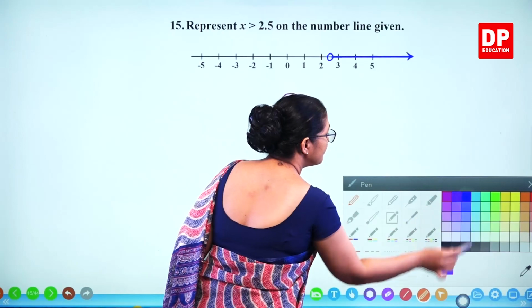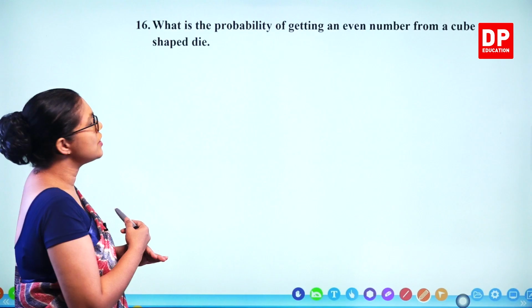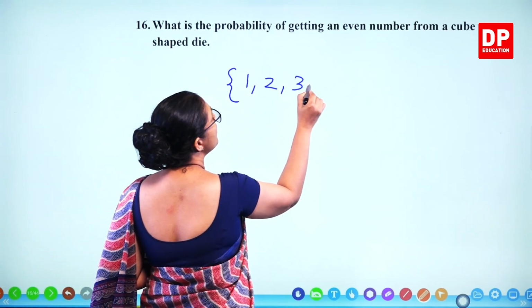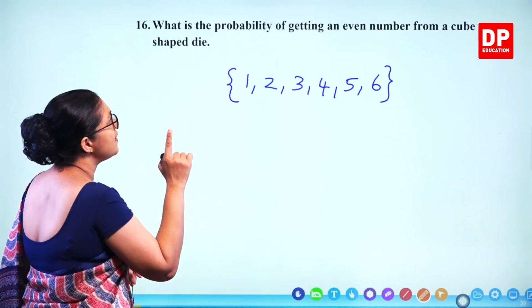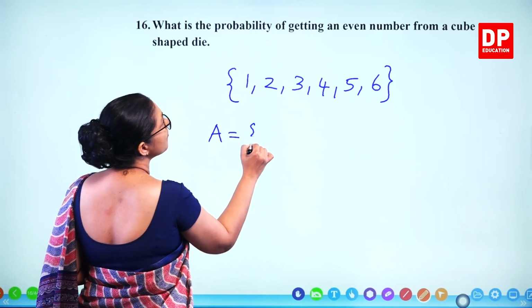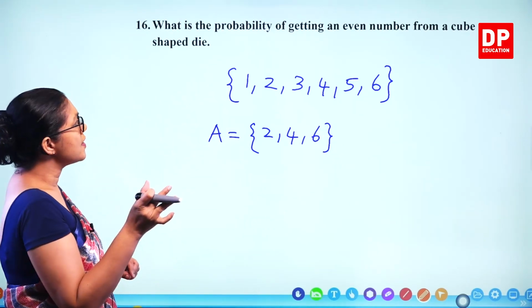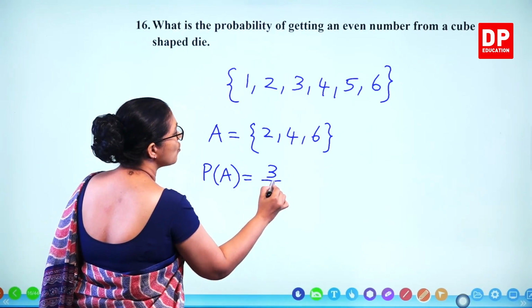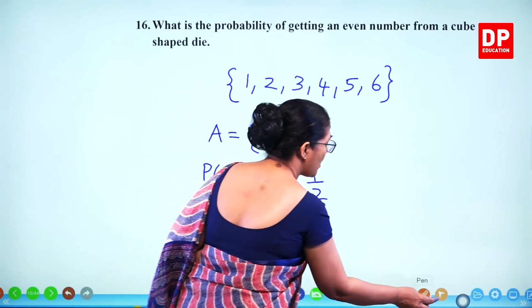Question number 16. What is the probability of getting an even number from a cube-shaped die? So what are the possibilities? 1, 2, 3, 4, 5, 6. 6 faces are there. Then what are the even numbers? 2, 4, 6. So 3 possibilities out of 6 numbers. So what's the probability of getting an even number? 3 out of 6, or you can simplify and write half. So you get 2 marks there.